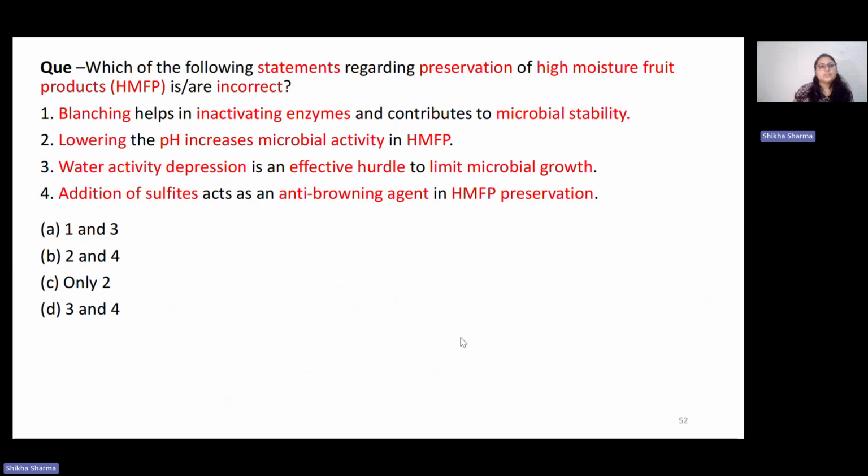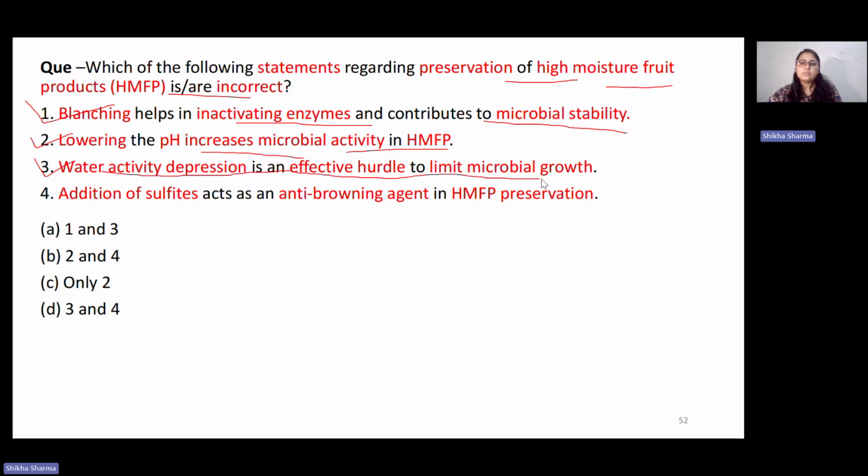Let's move to the next question, which is about high moisture food products. Which of the following statements regarding preservation of high moisture food products are incorrect? First, blanching helps in inactivating enzymes and contributes to microbial stability. Second, lowering the pH increases the microbial activity in high moisture food products. Third, water activity depression is an effective hurdle to limit microbial growth. And fourth, addition of sulfites acts as an anti-browning agent in high moisture food products preservation. We need to tell which statement is incorrect.